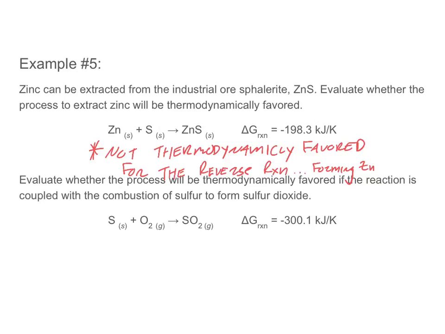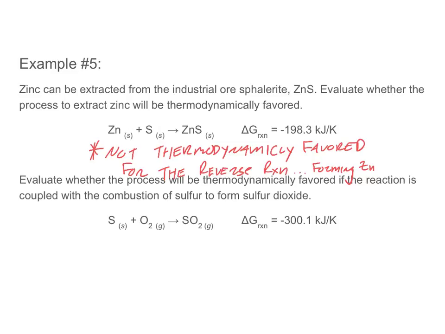Yes, because if I change negative 198 to positive 198, which is what it would be going to zinc, and then I add this reaction, I'm still going to be negative, aren't I? Do you follow that? And if I'm still negative, that means that yes, this is thermodynamically favored. Okay, can you just repeat that?